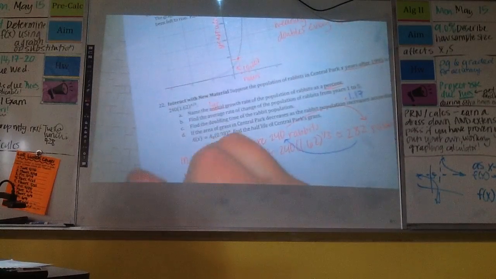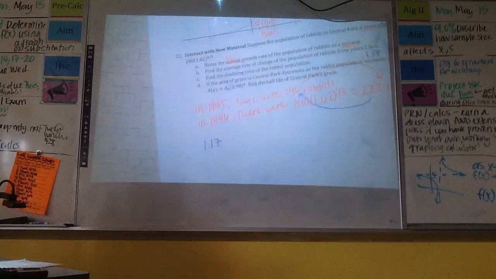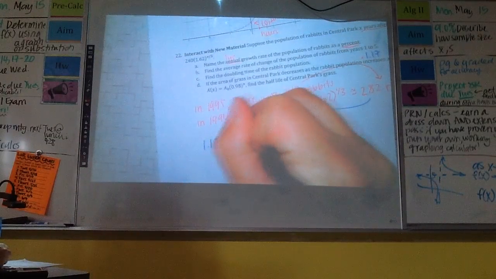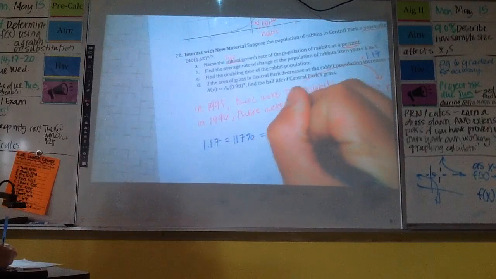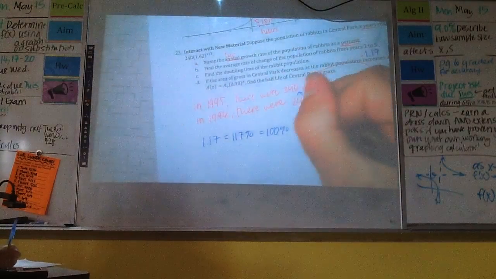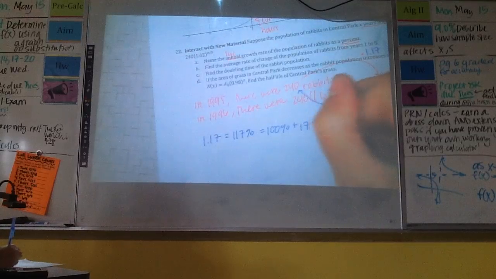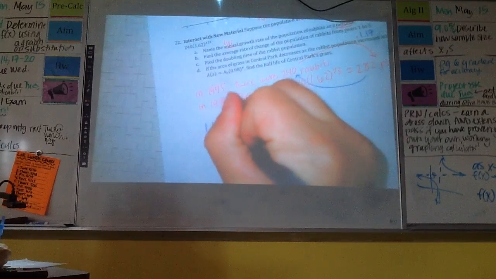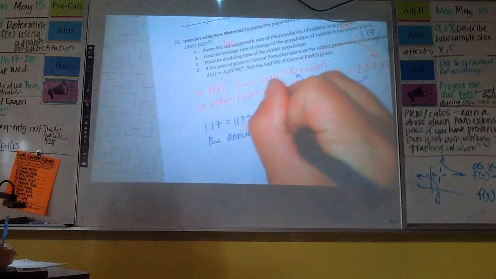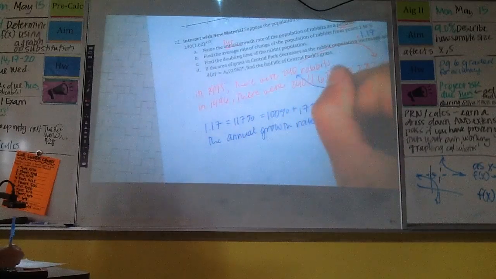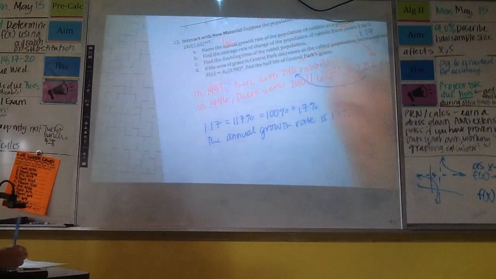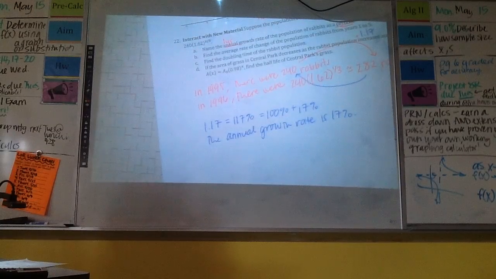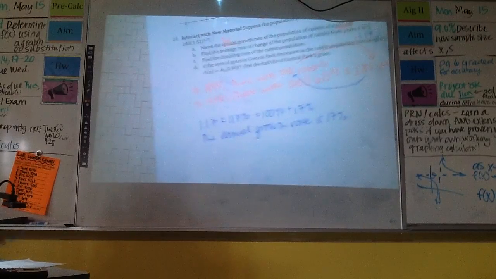Well, 1.17 as a percent is 117%. Well, 100% means you haven't lost any rabbits, like it's staying the same, plus an additional 17%. There are more rabbits in 96 than in 95. So we would say the annual growth rate is 17%. That is, the population of rabbits is 17% bigger every year than it was the last year.